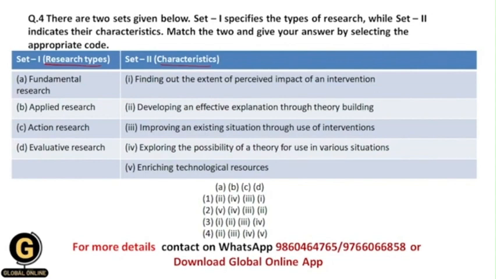Okay, now here there are fundamental research, then applied research, action research, evaluative research. So these are basically the types of research which we have given in set 1. Now let us see what are the characteristics that they have given us. Finding out the extent of perceived impact of an intervention.